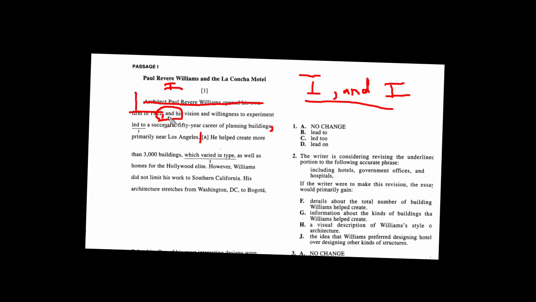Now, what I do is I simply just put my finger over the word and, okay? Or almost kind of like hide it, and then I just read the rest of the sentence. His vision and willingness to experiment led to a successful 50-year career, okay? Now, when I stop reading there, the reason I do is because here's a mummy wedge, okay, of planning buildings. I can go ahead and cross that out, pruning technique. Why? Because that's a mummy wedge. Mummy wedge presents information that's non-essential, okay? There's a comma here. Now I just simply read and label this, okay? Primarily near Los Angeles. That's a dependent clause, so that can be crossed out as well.